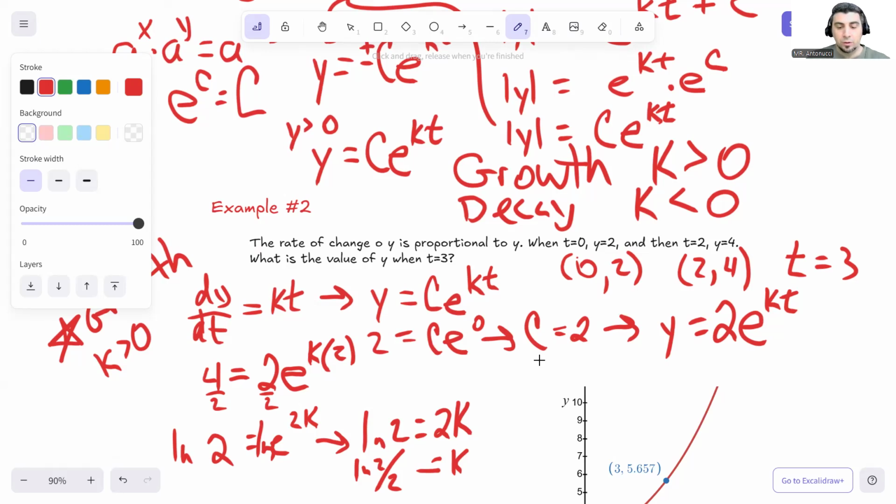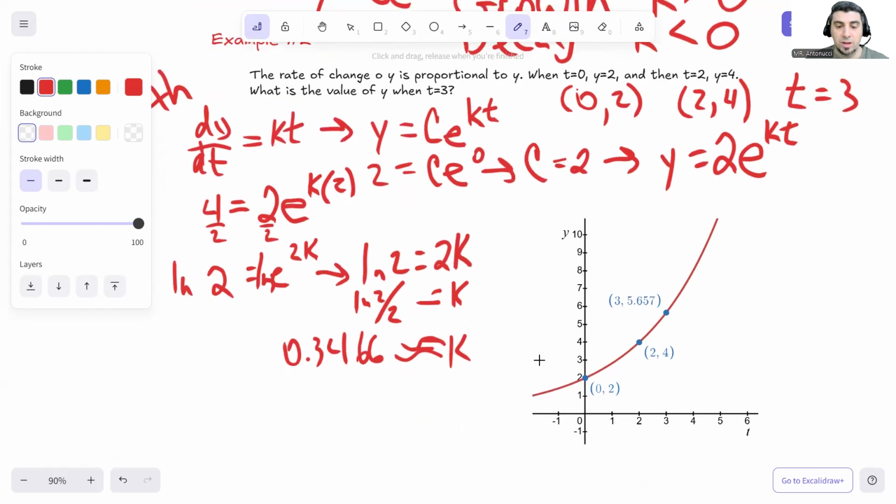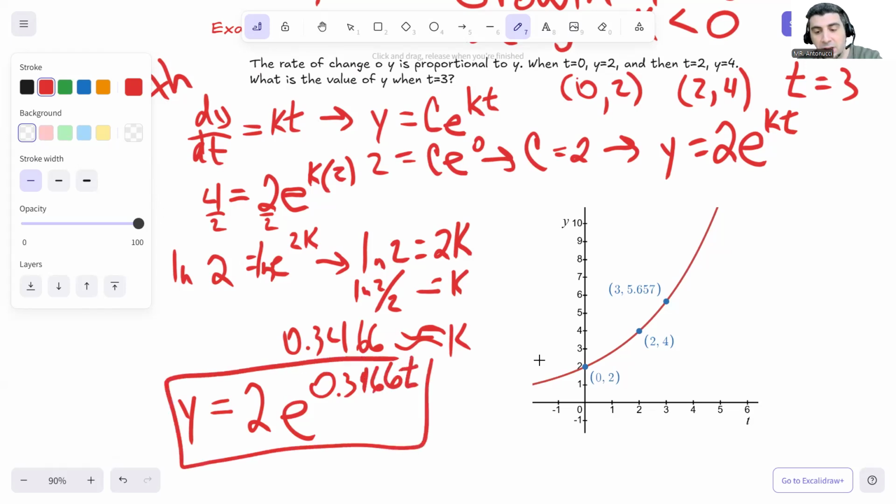All right. So the value of k is going to be approximately 0.3466. So now we can write our equation. y equals 2e to the 0.3466t. This is our equation. And here is the graph of the situation.